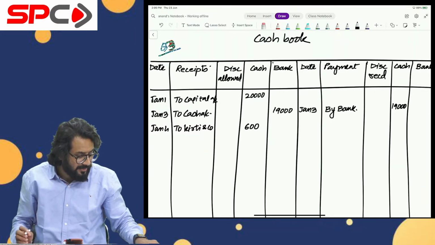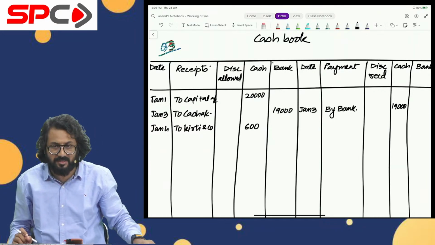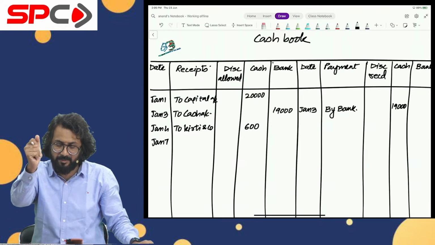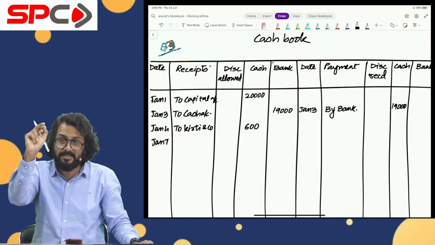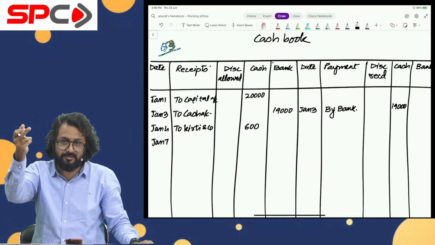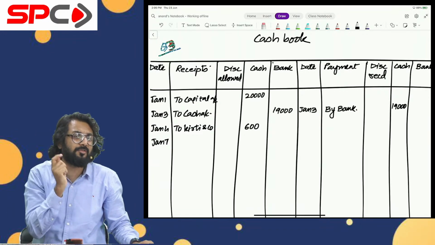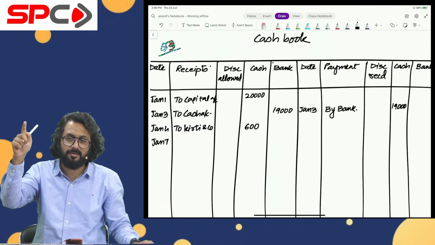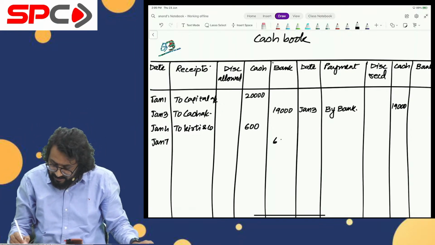Read the next line. He says, he pays into bank Kirti and company's check. So how do I write down? On Jan 7, please focus. Let me explain to you. Where is the deposit coming, in the bank or cash? It's common sense. Where is the money going to get deposited? Bank or cash? Bank. So can I not say in the bank column 600?